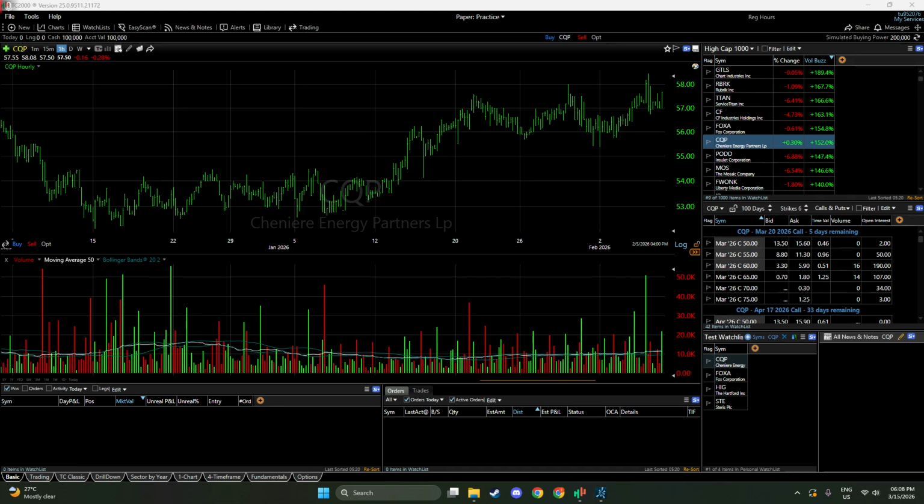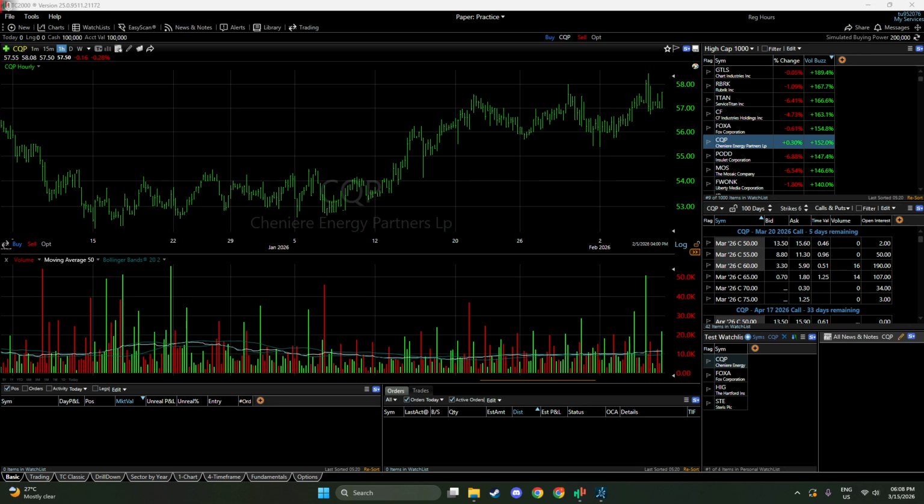Start by opening a chart in TC2000. Any symbol is fine, because the breadth indicators you're about to add reflect the broader market, not the charted symbol itself. Think of the chart as your canvas and the breadth indicators as overlays that tell you how healthy the market environment is.